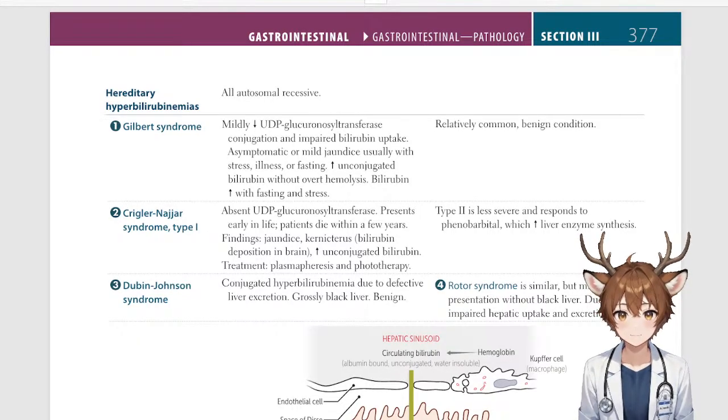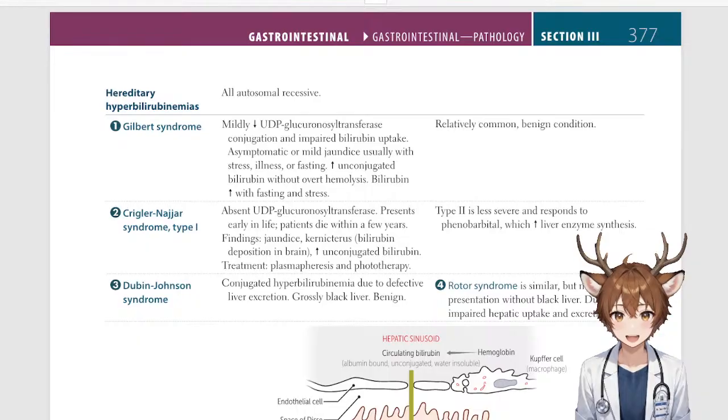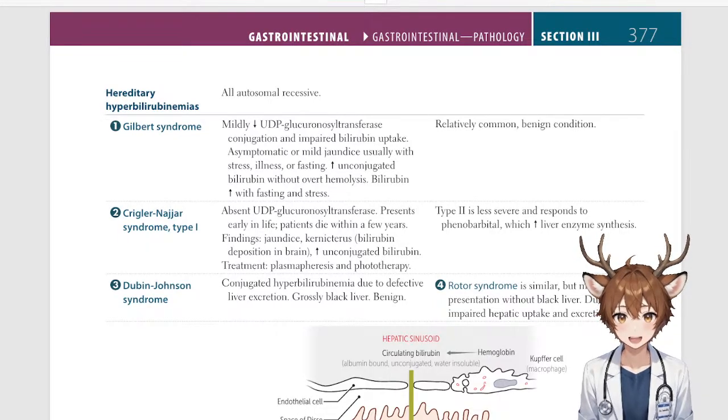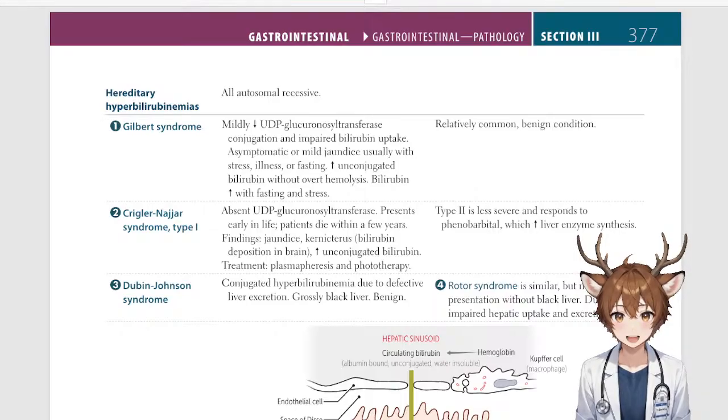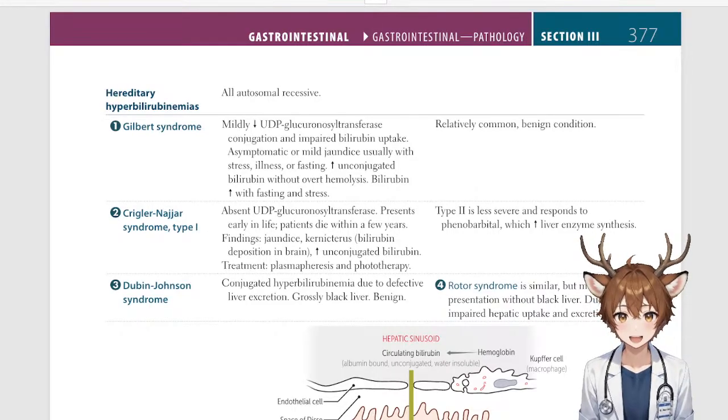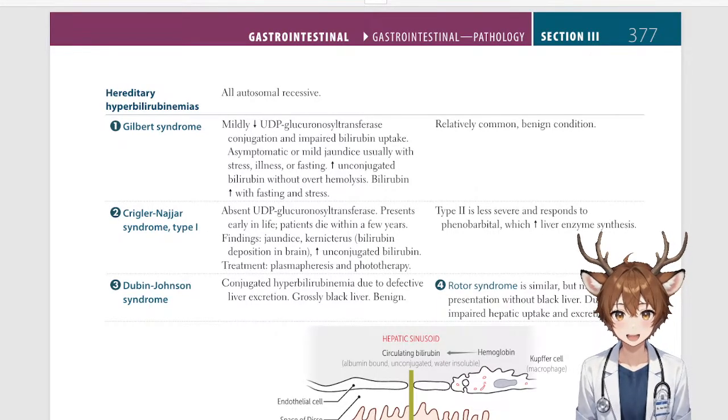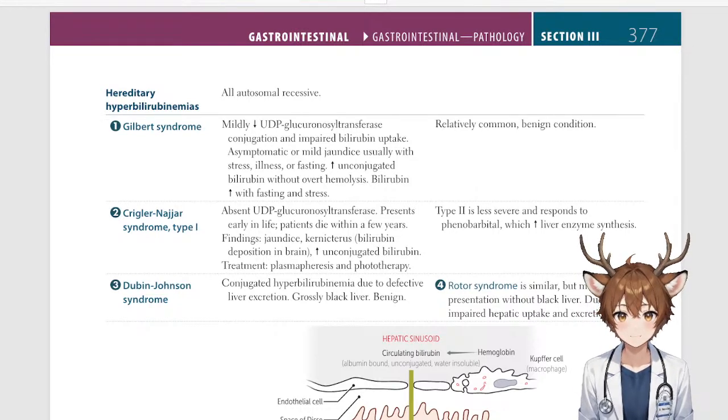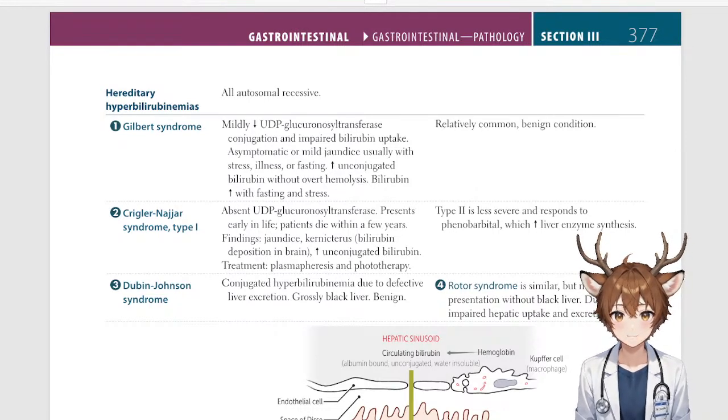Gilbert syndrome. Now we're talking about hereditary hyperbilirubinemia. These are all autosomal recessive, according to this. Maybe Rotor syndrome, which is in my book, might not be, but the first three that you see here are all autosomal recessive, certainly.